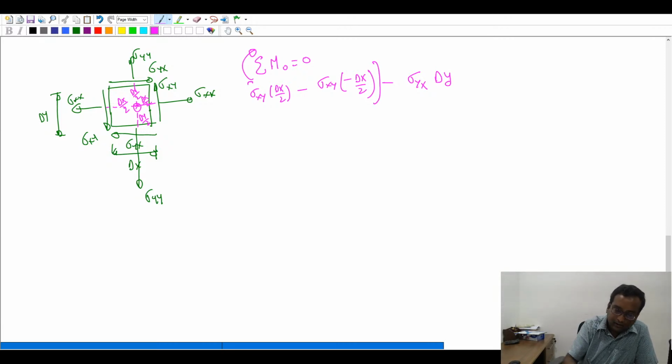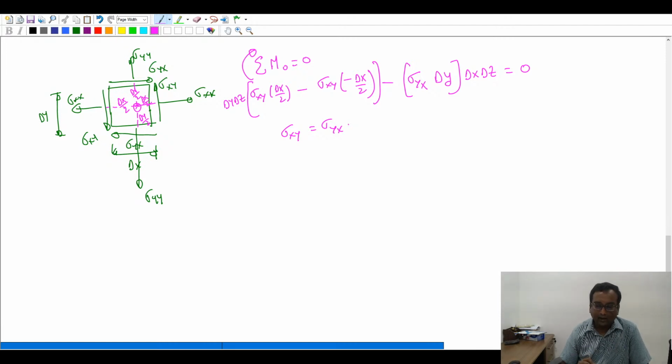This is not the force, this is a stress. So I have to multiply the sigma xy by delta y delta z, and this has to be multiplied by the corresponding area which is delta x delta z, and this has to be equal to 0, right? What does this imply? This implies that sigma xy must be equal to sigma yx.